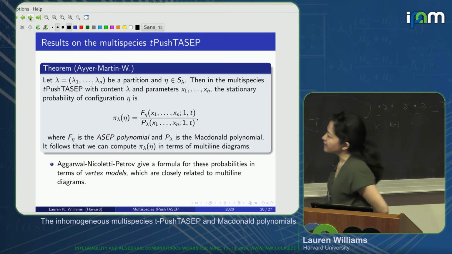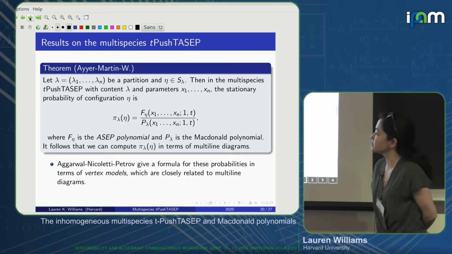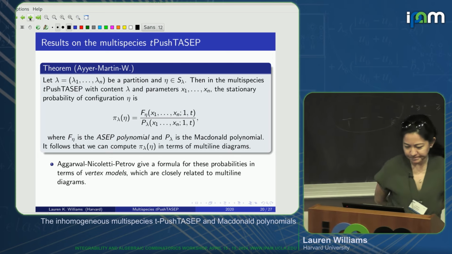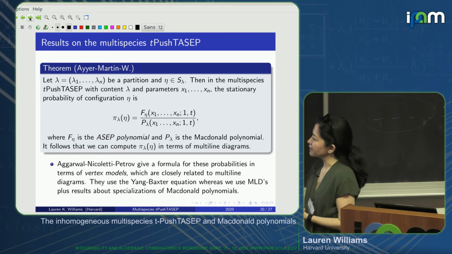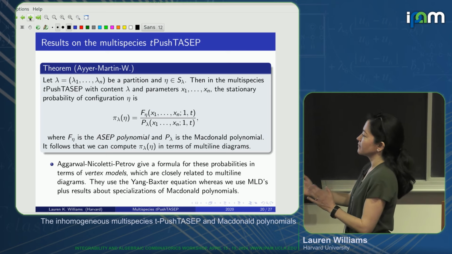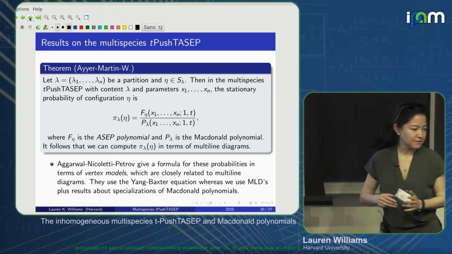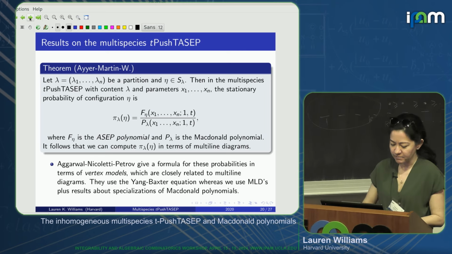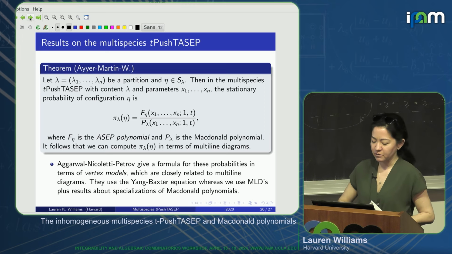And these probabilities can also be computed in terms of vertex models. The paper of Agarwal, Nicoletti, and Petrov uses the Yang-Baxter equation, and they give a very nice, elegant proof of stationarity. But we use multi-line diagrams plus results on specializations of Macdonald polynomials and ASEP polynomials at q equals 1. So I'll say something about the ideas in the next couple slides. Any questions?